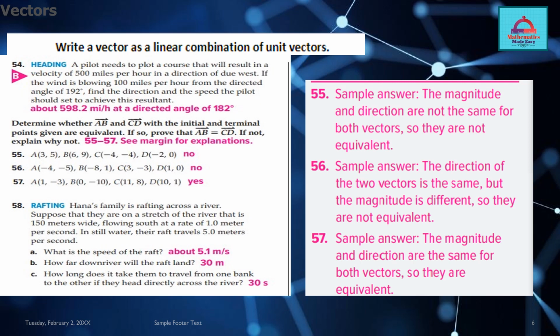For questions 55, 56 and 57, you will see that for question 55 the magnitude and direction are not the same for both vectors, hence they are not equivalent. For question 56, the direction of the two vectors is the same, but the magnitude is different, so they are not equivalent. However, for question 57, the answer is yes, both the magnitude and the direction of both vectors are the same, so they are equivalent.